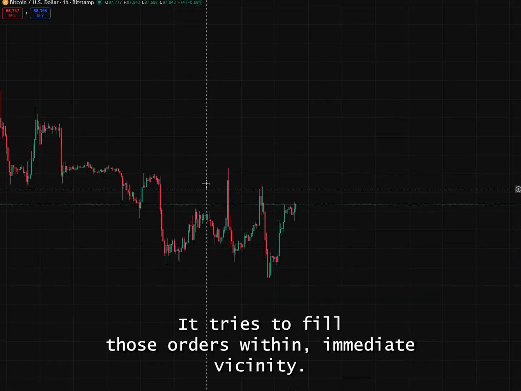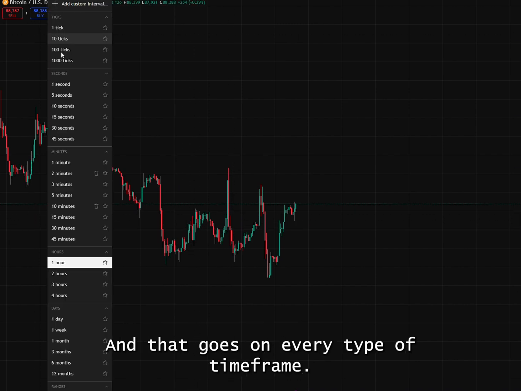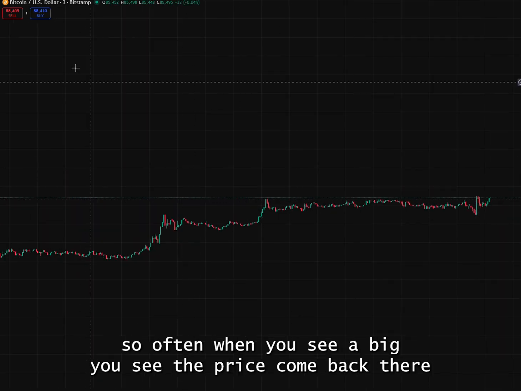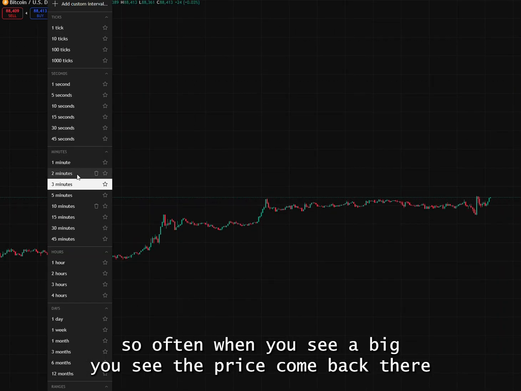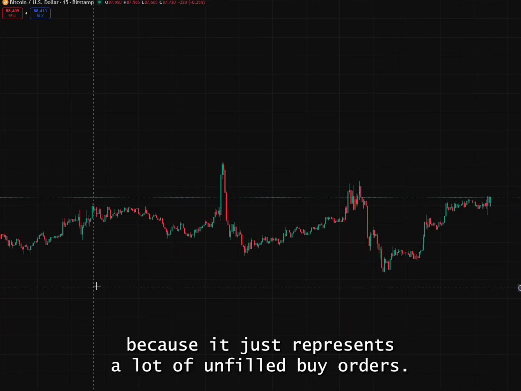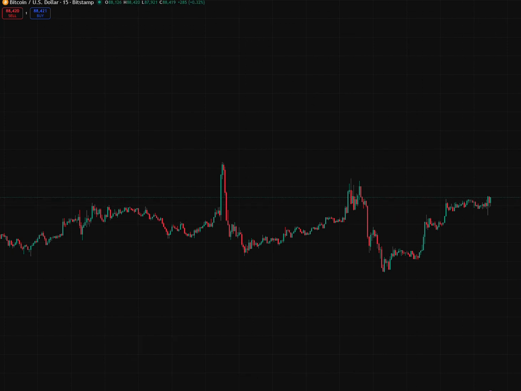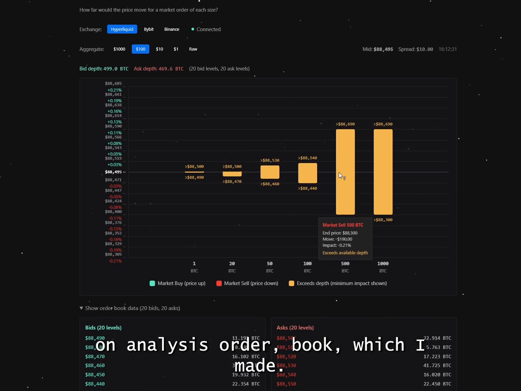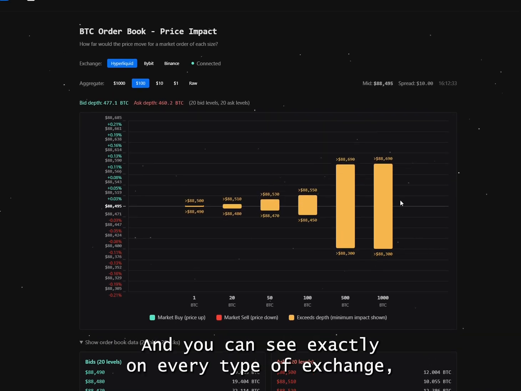So the market does what the market does. It tries to fill those orders within immediate vicinity, and that goes on every type of time frame, of course also on the shorter time frames that you can see. So often when you see a wick, you see the price come back there because it just represents a lot of unfilled buy orders.